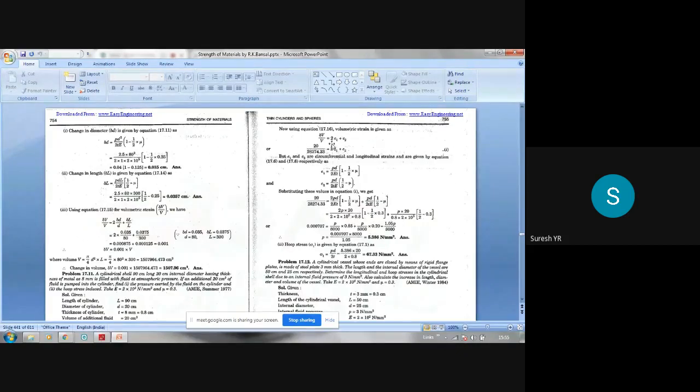This is the expression: delta V by V is equal to 2 epsilon 1 plus epsilon 2. That is the formula we are using first, so you are going to get an equation like this. Then substitute for epsilon 1 and epsilon 2. Sir, please explain the question paper.